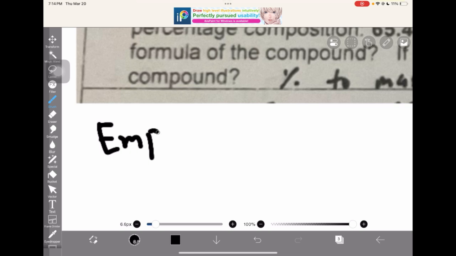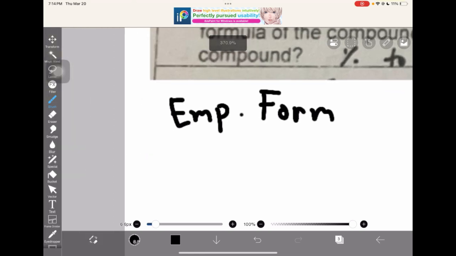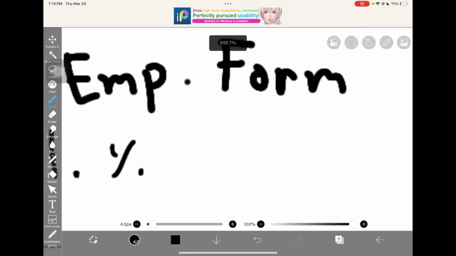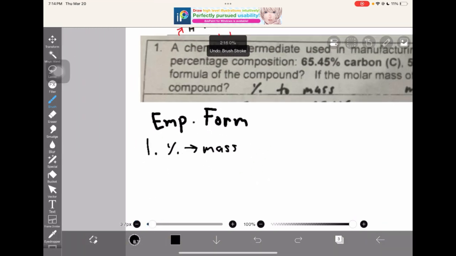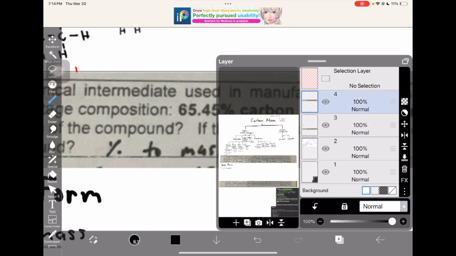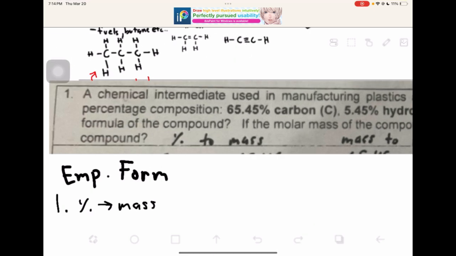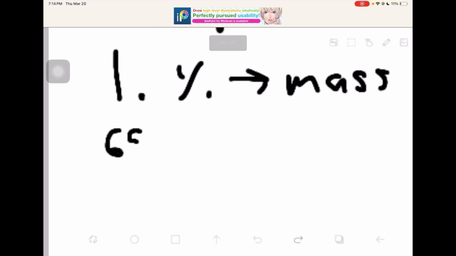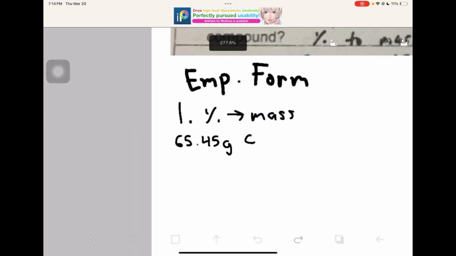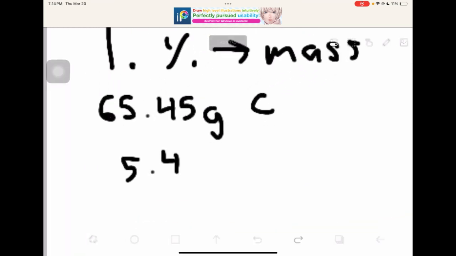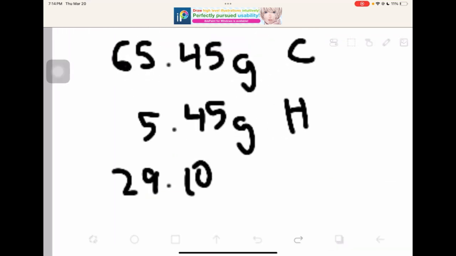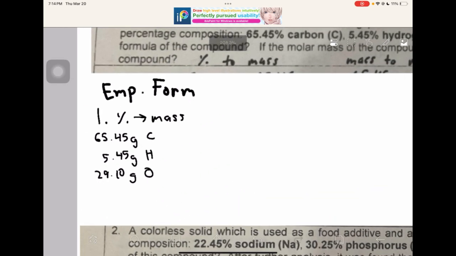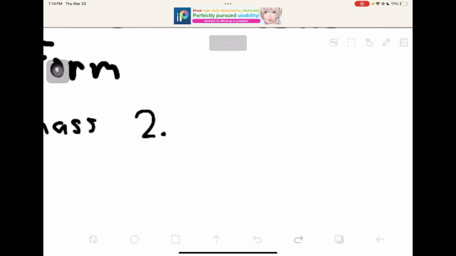So for empirical formula, step 1: percent to mass. So what is percent to mass? You see we're given these percentages over here. So let me just merge these real quick. Yep. So we have these percentages over here, right? Now I want you to just simply convert them to grams. So 65.45 grams of carbon, and then 5.45 grams of hydrogen, and 29.10 grams of oxygen. Perfect. That's as simple as that. Second, mass to moles.